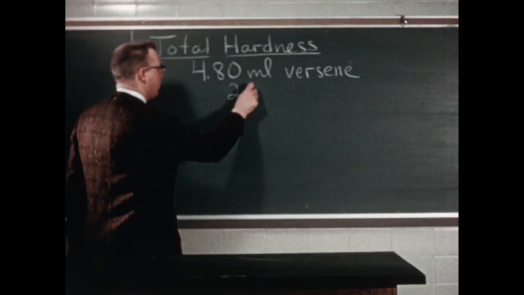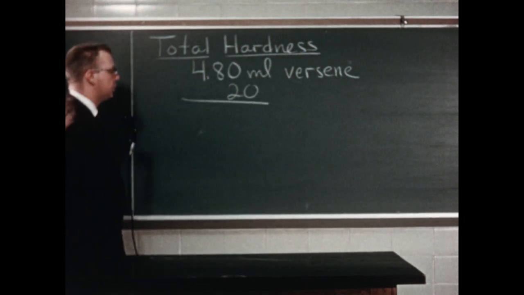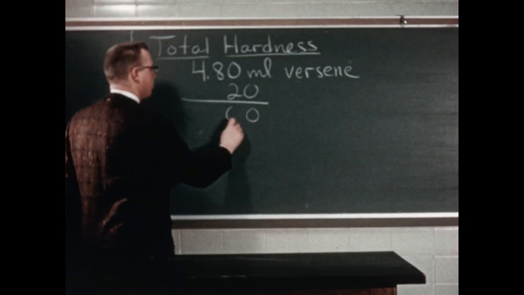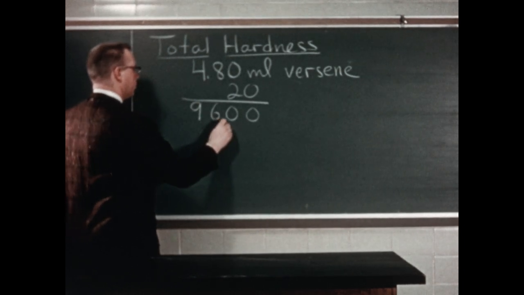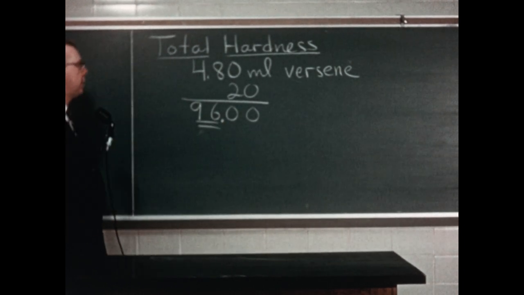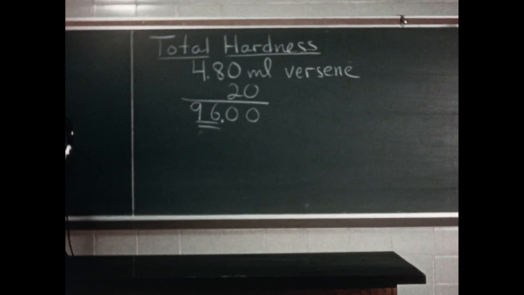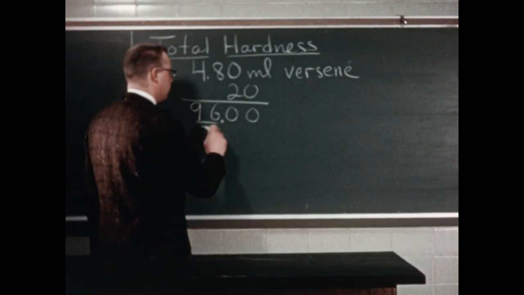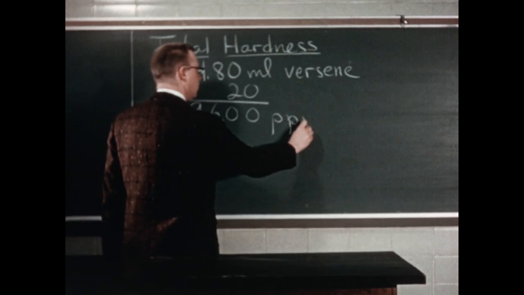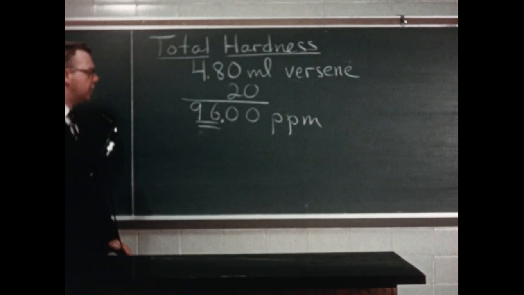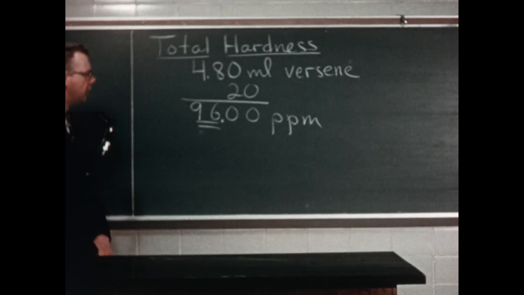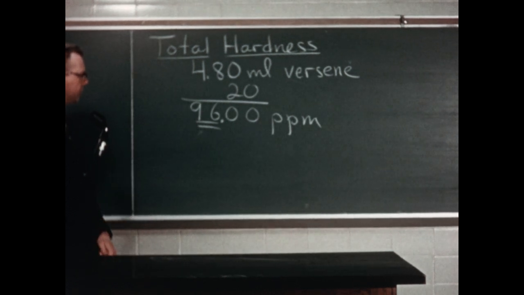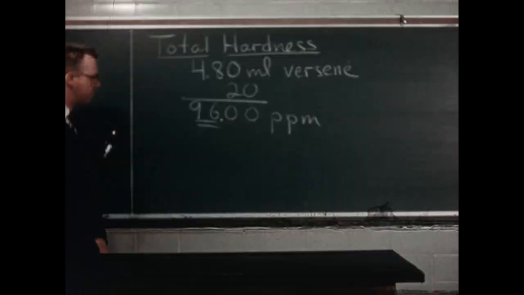So we need only multiply the volume of the versene used by 20 to find that the total hardness in Akron tap water in this experiment is about 96 parts per million. This means that if we had 1 million pounds of Akron tap water, we would expect to find dissolved therein about 96 pounds of calcium carbonate or its equivalent in calcium bicarbonate.